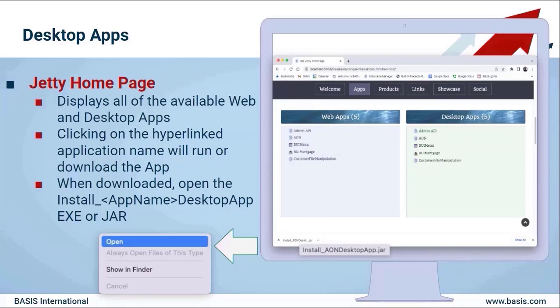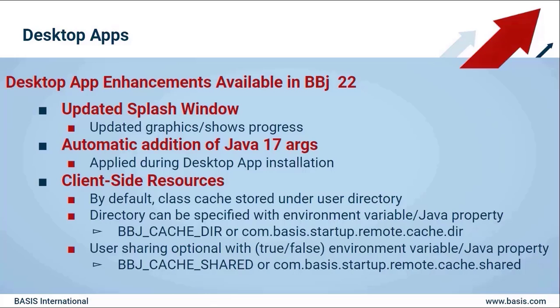Here's the Jetty homepage again. Remember, it displays all the available web and desktop apps. Clicking on the hyperlink application name will either run or download the app. If it's a web app, it'll just run it. If it's a desktop app, it'll download the installable executable or jar. And when the desktop app is downloaded, all you have to do is open the downloaded file, which will be named install app name desktop app, and again it'd be the exe or jar, and that'll automatically install the app for you.